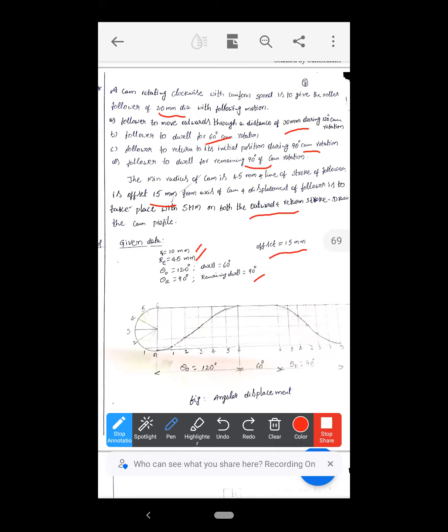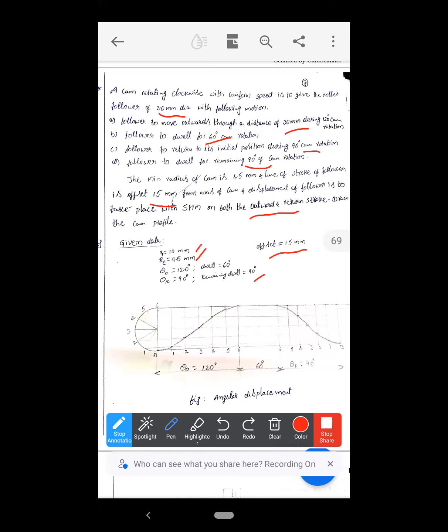Which type of follower motion is it? It is already said in our problem: SHM, on the outward and return strokes. The outstroke and return stroke both follow SHM. So you should construct the displacement diagram of SHM motion.